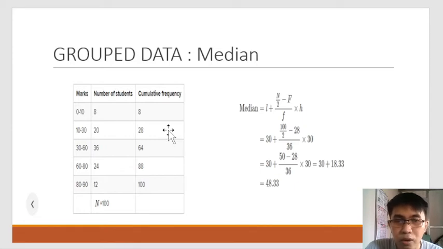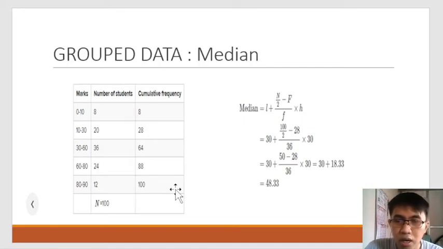Ibig sabihin po nito, yung from 0 to 30, 28 po ang cumulative frequency. So, 28 plus 36 is 64. 64 plus 24 is 88. 88 plus 12 is 100. So, yun po siya, yung cumulative frequency natin.